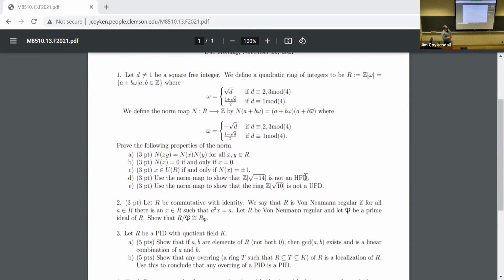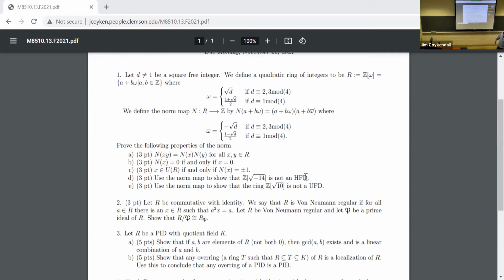The norm of the product is the product of the norms. The norm is 0 if and only if the element that you plug in is 0. You will need the square root for that, by the way. X is a unit in R if and only if its norm is plus or minus 1. Part C: use the norm map to show that Z adjoined the square root of negative 14 is not an HFD. I haven't told you what that is, but we'll get to that today.